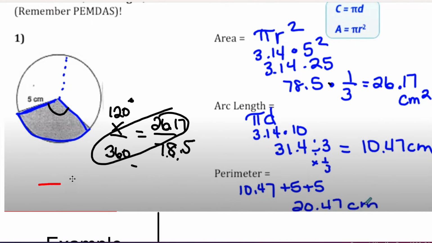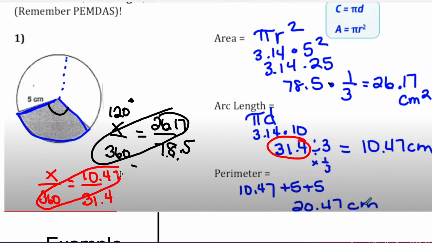Again, we can set up the same proportion. We're going to want to find the central angle over 360, because that's what a whole circle is. Remember, arc length is part of our circumference, so we're going to use that today. The whole circumference was 31.4, and we had 10.47, or 1/3 of it. Again, we cross multiply those two together, divide by 31.4, and again I get 120 degrees.